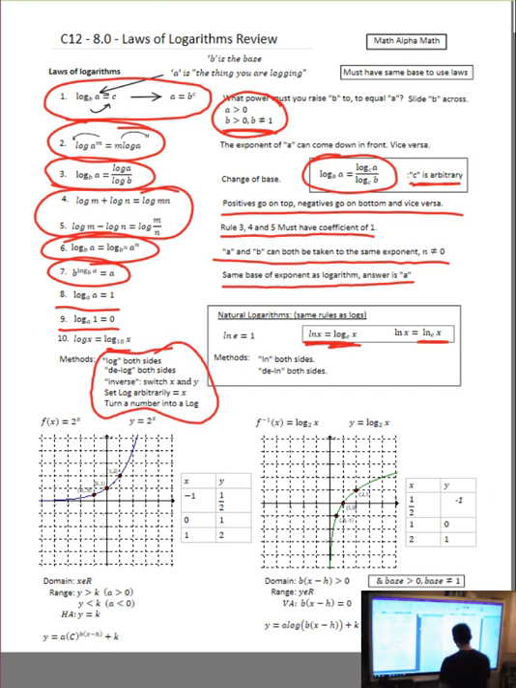And lastly, from the last chapter, exponential functions, we're now going to see at the end of the notes that a log is just the inverse.